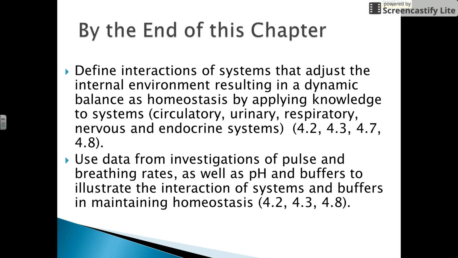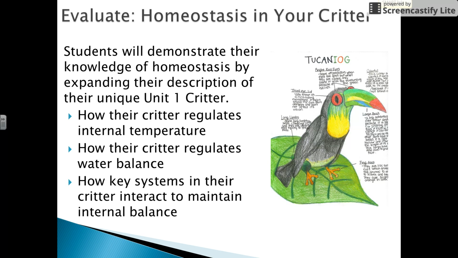By the end of this chapter, the goal is that students are able to define interactions between the body systems. These include the circulatory, urinary, respiratory, nervous systems, as well as the endocrine system in maintaining homeostasis. You also want students to be able to use the data from their investigations to, again, highlight how the body maintains homeostasis.